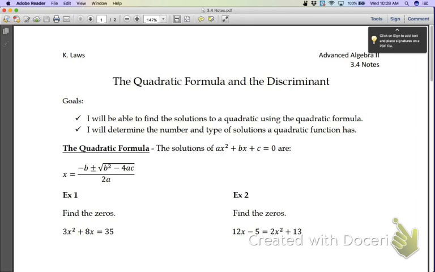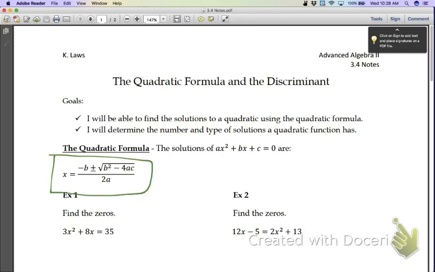The main time you want to isolate is whenever you do not have a b value or an x value. If you have an x squared and a constant, you may be able to factor it, but that's probably when you will want to solve by isolation or using square roots, whatever you want to call that. So this is the quadratic formula.